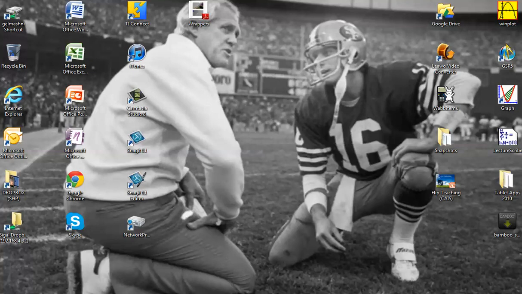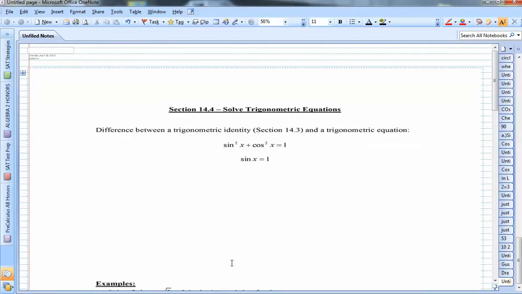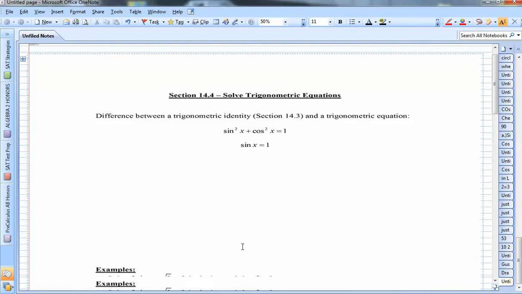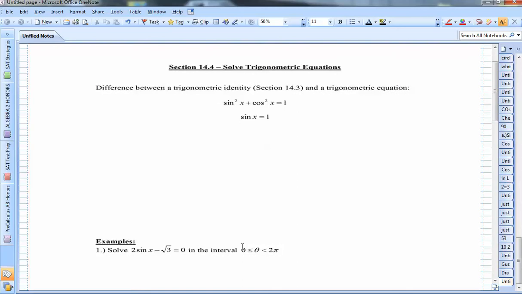Welcome to a video on section 14.4, which is about solving trigonometric equations. So like most units, at the end of each unit, we want to solve an equation using the things that we've learned previously in that unit.